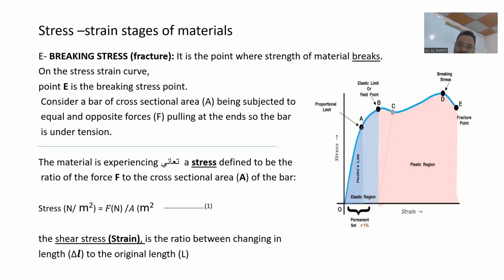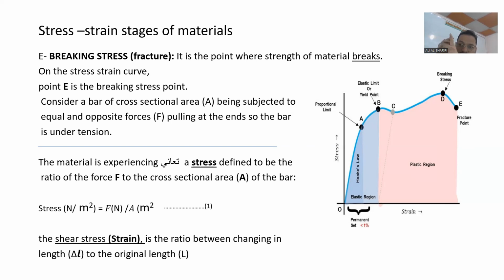Here is the last one, the fracture point. We have some important information about it. Let's talk about them. Breaking stress or fracture is the point where the strength of the material breaks on the stress-strain curve. Point E is the breaking stress point, considered for a bar of a given cross-section area. When I break this pencil, this pen, into two parts, all of them will have this area A.